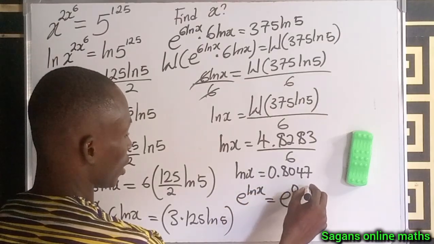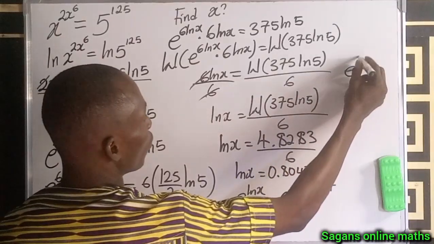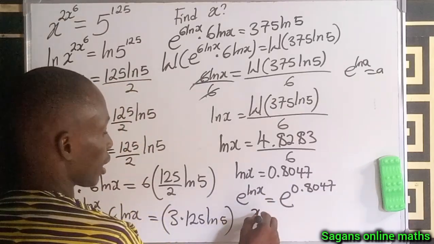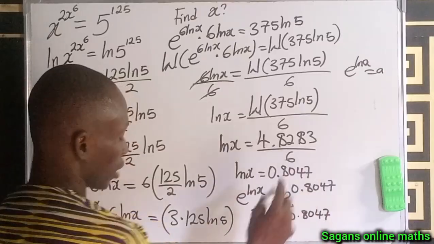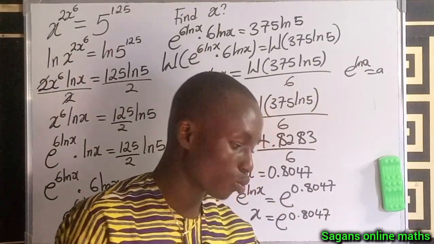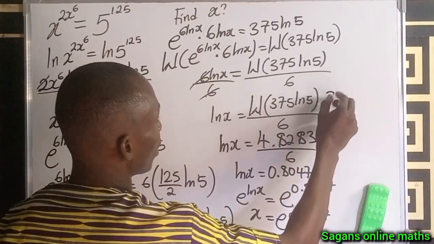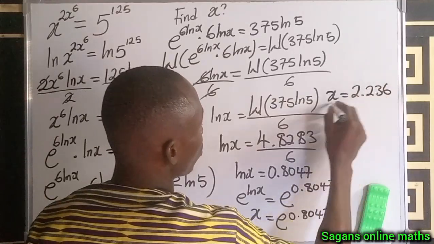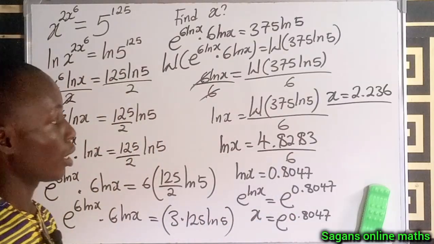So if you raise this as e to the power, ln x equals e to the power 0.8047. Now remember that e to the power ln a is equal to a, so this will give us x. So x is equal to e to the power 0.8047, and this is the value of x. You can also use your calculator and punch this. So what do you have? We have 2.236. That means our x is equal to 2.236 at 3 decimal places. And this is the clear solution to this particular problem.